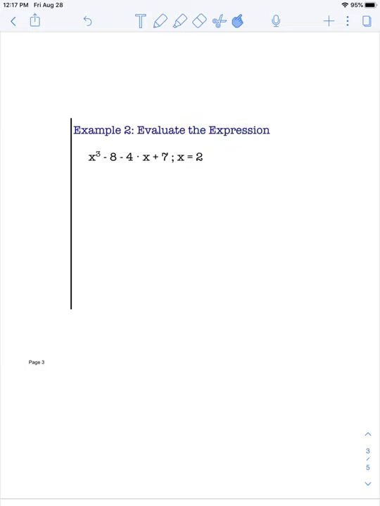All right, at this time, I would like you to pause the video, see if you can substitute 2 for x and evaluate this expression all by yourself. Then play the video again to see if you got it right. All right, I'm going to solve example 2.